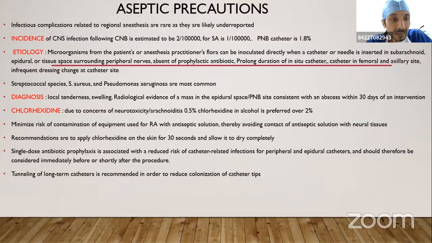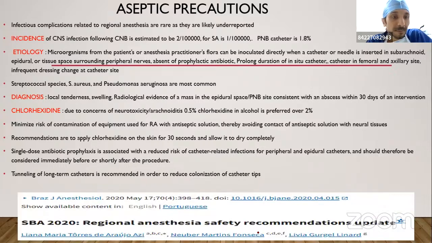A single dose antibiotic prophylactic is associated with a reduced risk of catheter-related infection for peripheral and epidural catheters, and it should therefore be considered immediately before or shortly after the procedure. Tunneling of long-term catheters is recommended in order to reduce the risk of colonization of catheter tips.